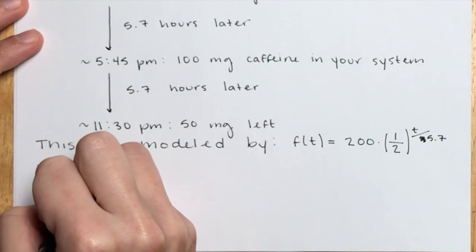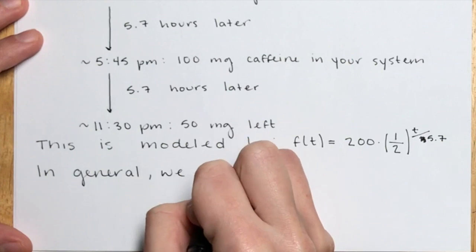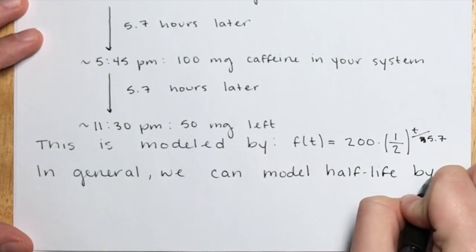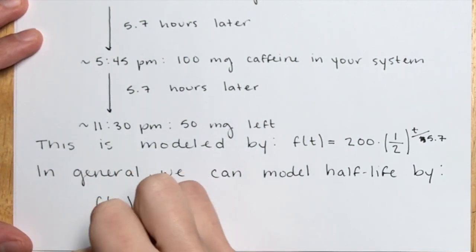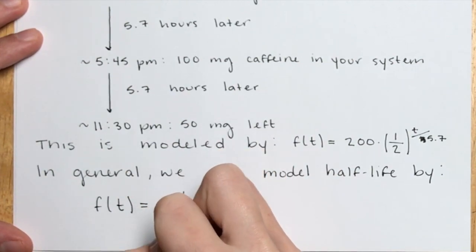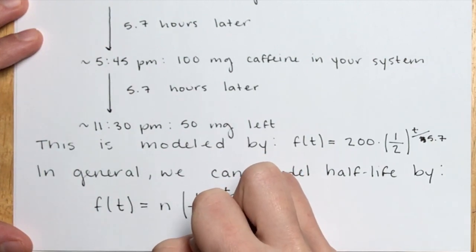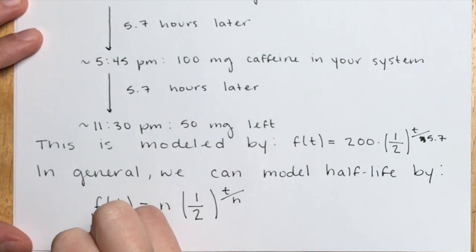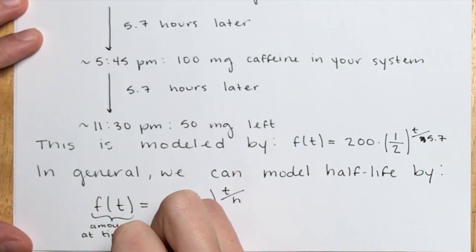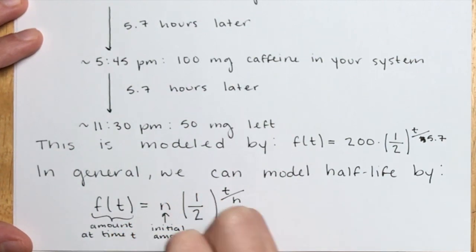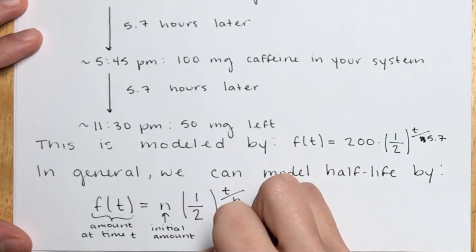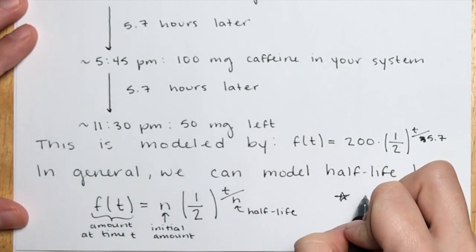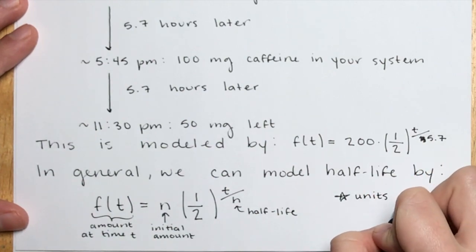In general, we can model half-life by f of t equals the initial amount times 1/2 to the t divided by h. So again, f of t is the amount at time t. N is the initial amount. And h, this time, is the half-life. And again, we have our condition that the units must be consistent.